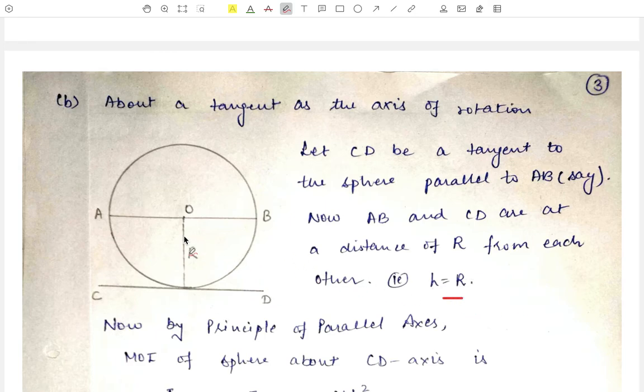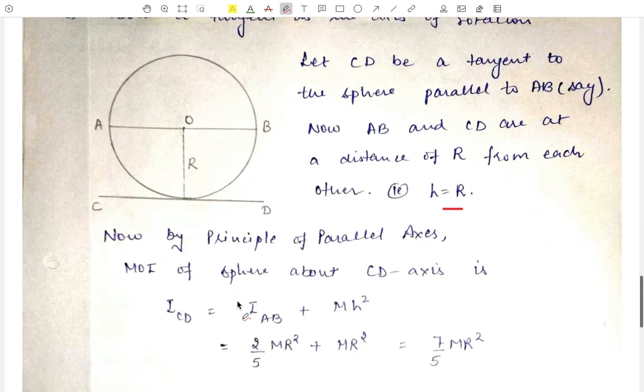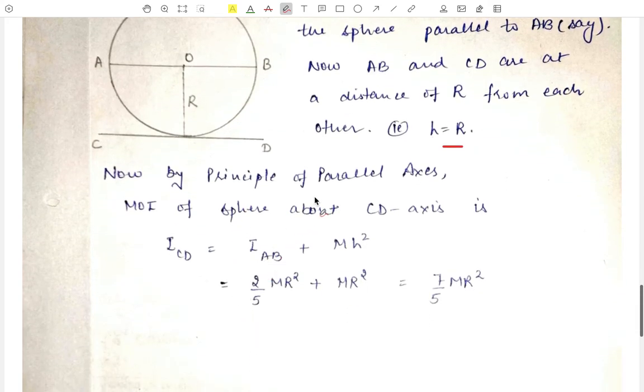Now, here, since we have two parallel axes, AB and CD, to find the moment of inertia, we will use the principle of parallel axes, which says that the moment of inertia of the sphere about the CD axis is equal to the moment of inertia of the sphere about the AB axis plus the product of mass and the square of the distance between these two axes, that is r.